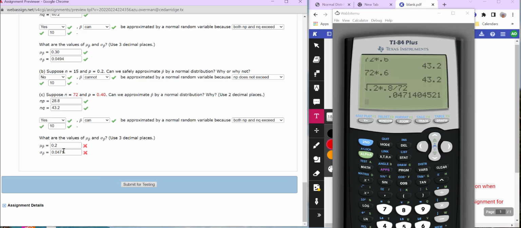Use 3 decimals. What are the values of mu p hat? Oh, I didn't use the right one. I used the 0.2. So let's do that again, 0.4. Let's do the right square root. This is why we double check. We're doing 0.4, we're doing sample sizes of 72. There we go. Let's try that one. 0.057. Submit. And there you go. It helps to do the right problem.